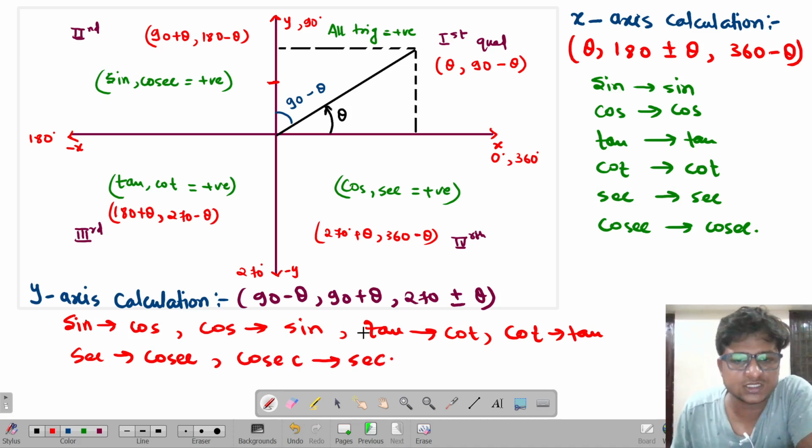So can you understand this, that you do not have to think about anything, you just have to remember whether it is an x-axis calculation or y-axis calculation, and in which quadrant it is. That's all. That's your answer.